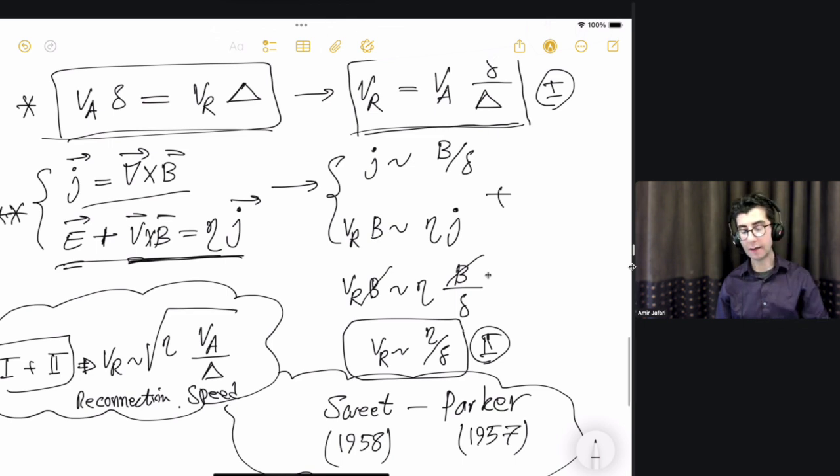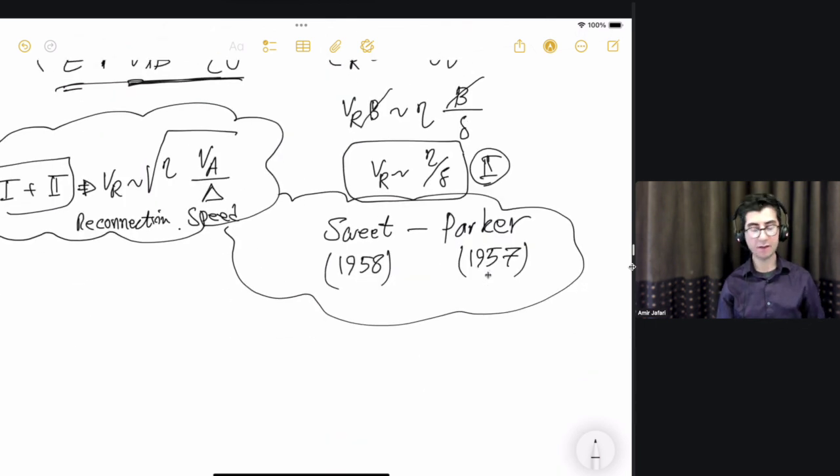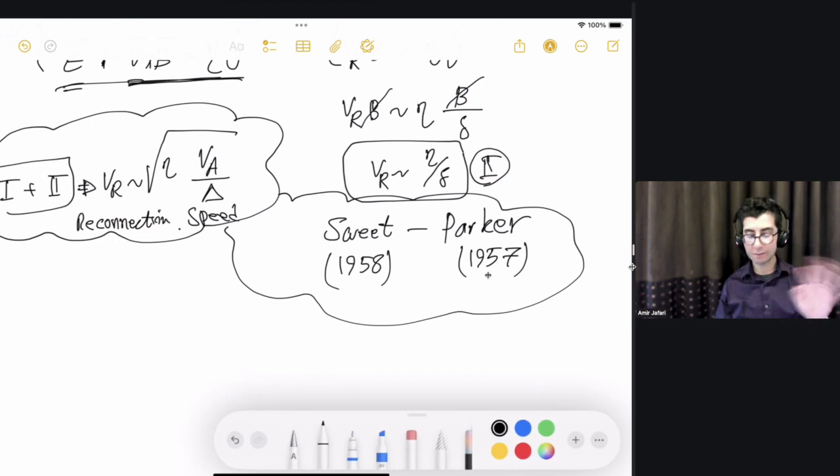Well, starting, I guess, in the 1960s, many years ago, people started to think about this problem. Why doesn't the Sweet-Parker model work and why is it not compatible with observations? Well, there have been suggestions. There have been remedies. I'm not going to go into details of these models because I think they are not important.